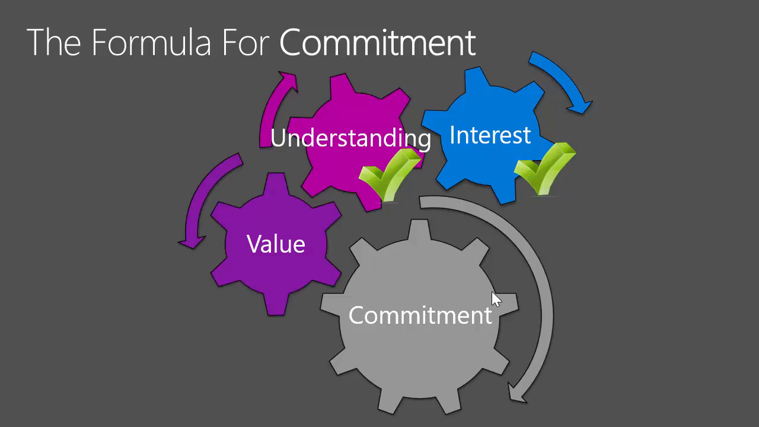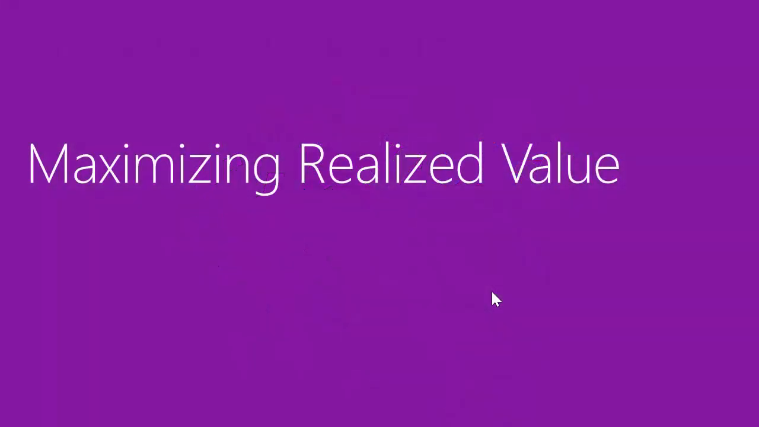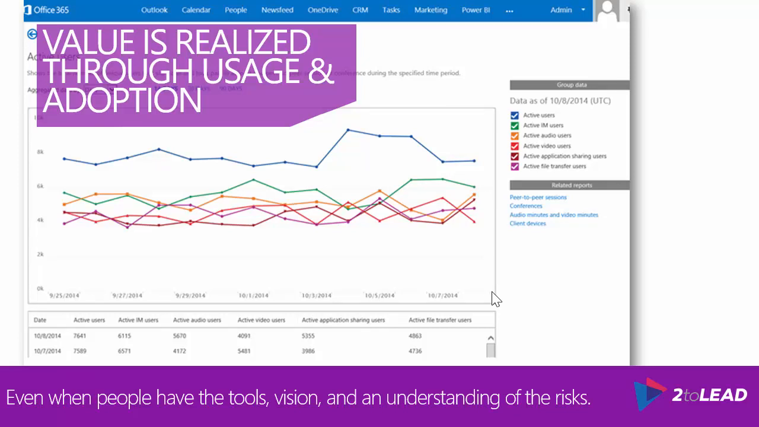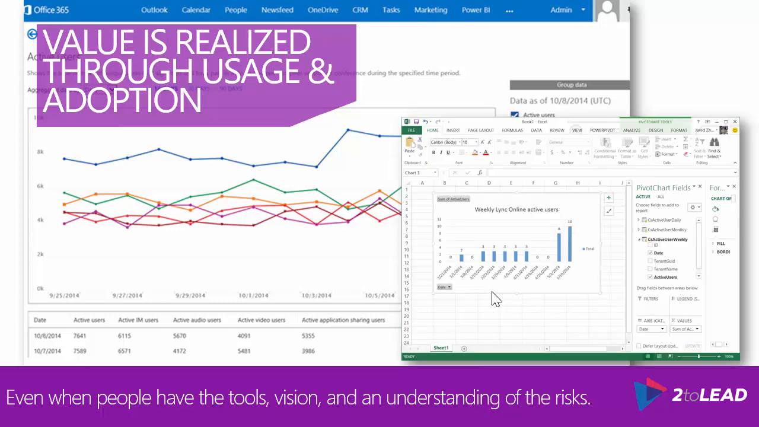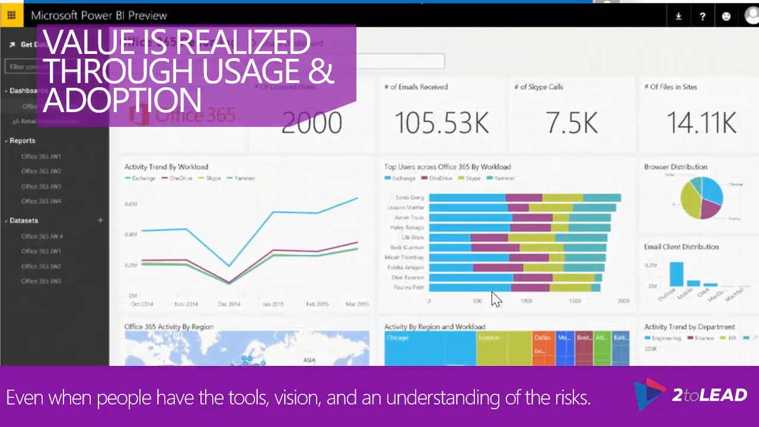Now let's talk about value and maximizing the value that you get from Office 365. So the secret here is if we've effectively driven interest and awareness, and we have developed and guided understanding, it's actually pretty easy to realize value, because that means people are actively using the platform. We see a lot of usage and adoption, and when people are using the platform, we actually see a lot of benefit. And of course, there's a lot of work that Microsoft is doing to make it easier for us to really understand the value that Office 365 is providing.